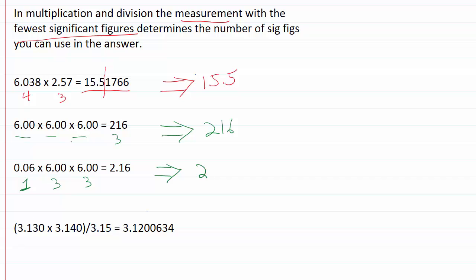In my last example on this page, I've got the multiplication in the numerator and then divided by 3.15. I've got 4 sig figs, 4 sig figs, and 3 sig figs. The weakest link is the 3 sig figs, so I'm going to want to cut this off here, and so my answer is 3.12. Okay, so in multiplication and division, the measurement with the fewest number of sig figs gives you the number of sig figs in the answer. Most people have very little trouble with that.